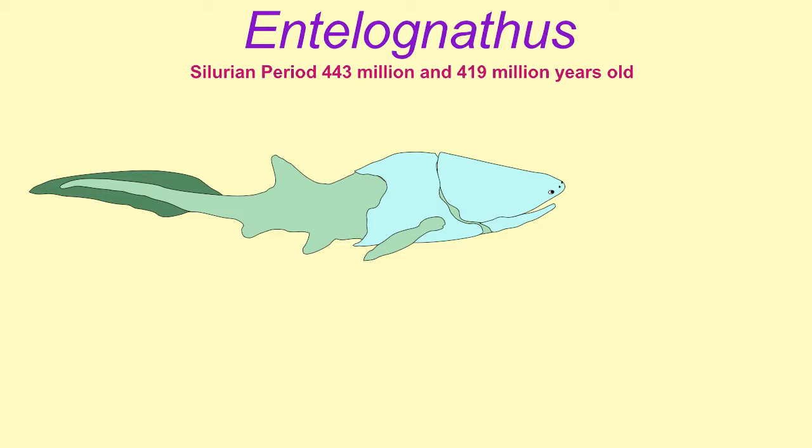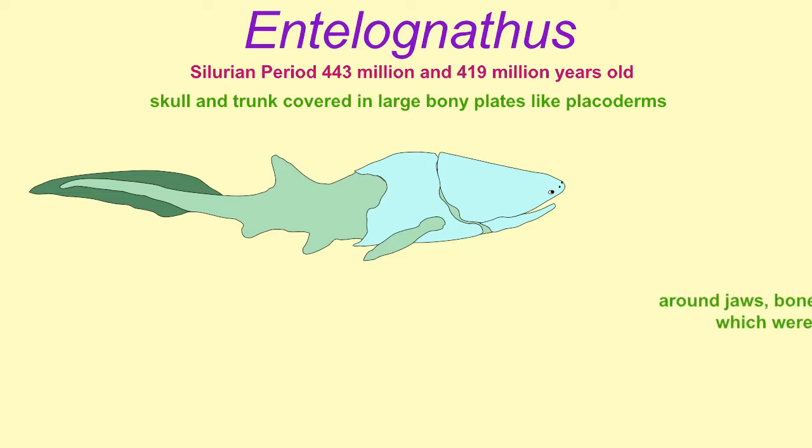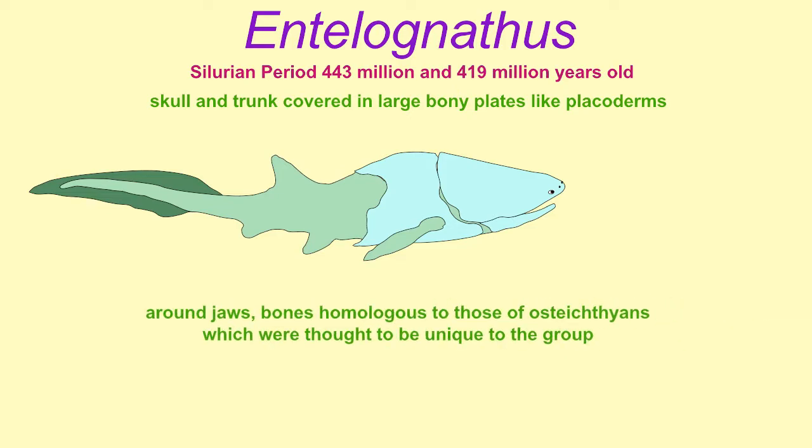And like other placoderms, it possessed large bony plates in its skull and in its trunk. However, around its jaws are smaller bones, which seem to be homologous to the bones of the osteichthyans, such as the bony fish, but then also the tetrapods, including humans. These bones were thought to be unique to osteichthyans, but now it turns out that while the first placoderms lacked them, later placoderms, more closely related to the osteichthyans, actually developed a maxilla. This is the bone of the upper jaw which holds the teeth.